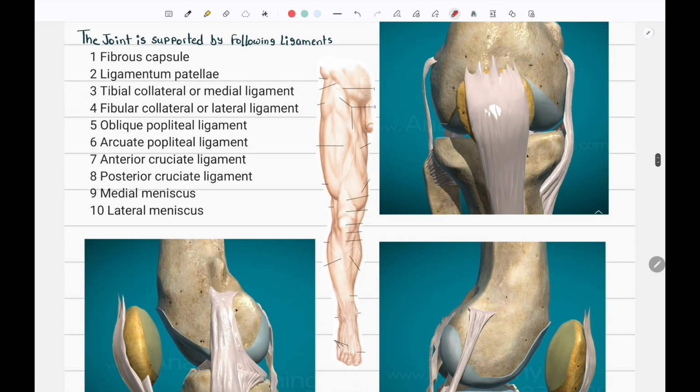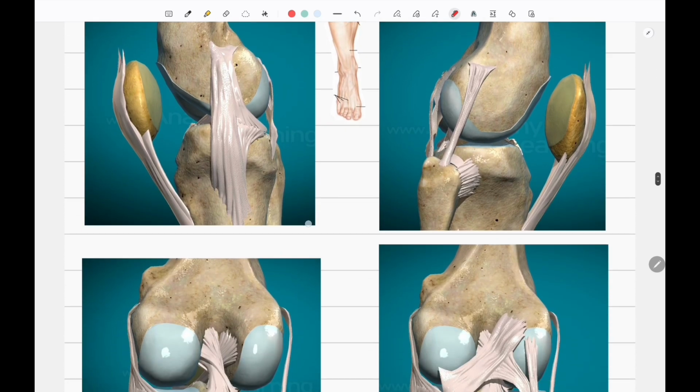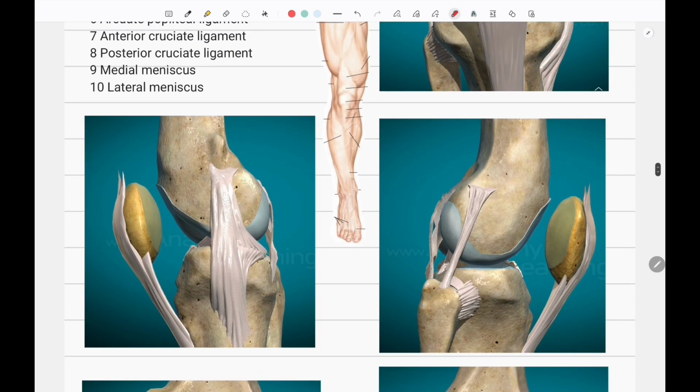Coming to the third ligament, which is the medial collateral ligament or tibial collateral ligament. It connects the femur with the tibia. To view the ligament, we are viewing the joint from the medial side. So if this is our knee joint, we are viewing from this point of view. Here we are viewing the tibial collateral or medial collateral ligament. Here is the ligament.